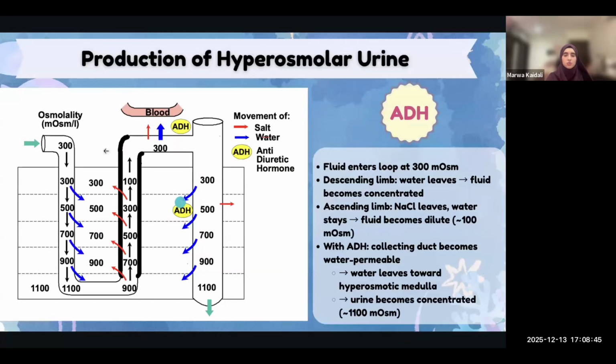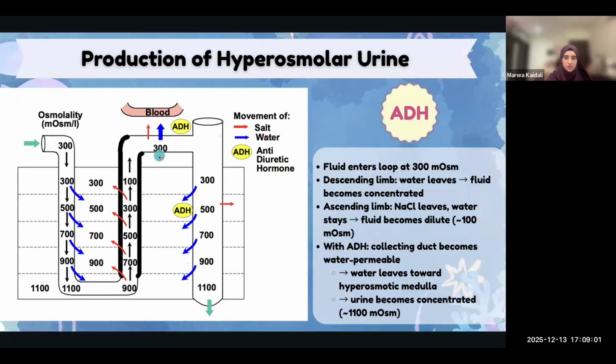Okay, as we said earlier, let's go over this loop. The tubular fluid at first in the proximal tubule is going to be 300 milliosmoles. Then it's going to go down the descending limb and get concentrated. And then as it goes up the ascending limb, it's going to get more dilute.